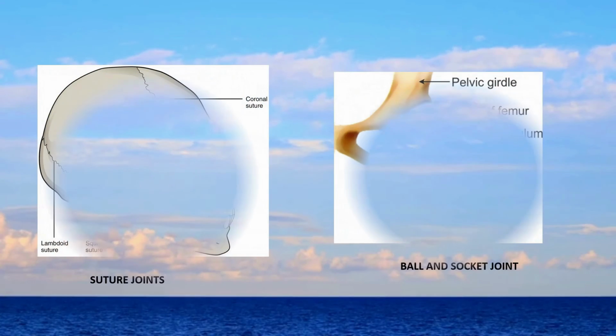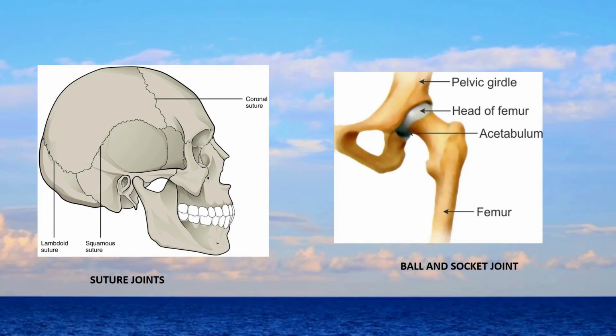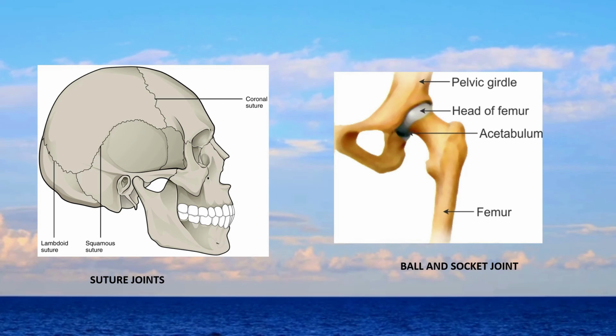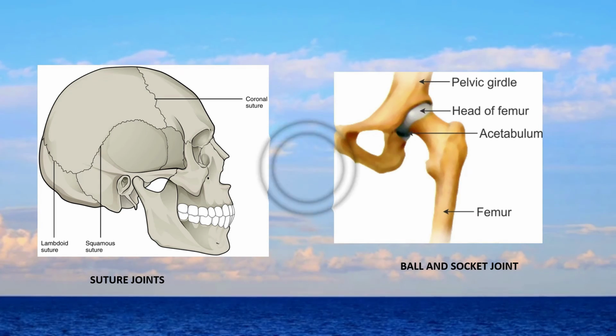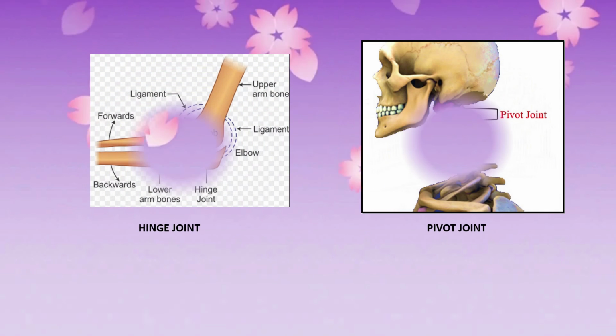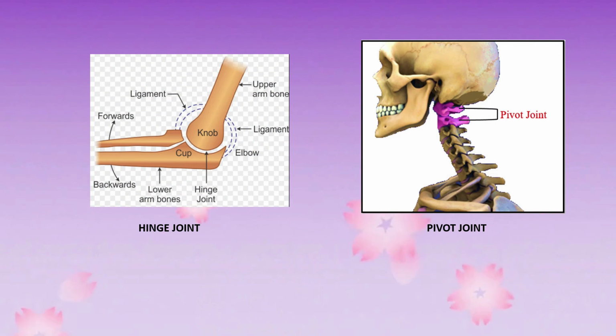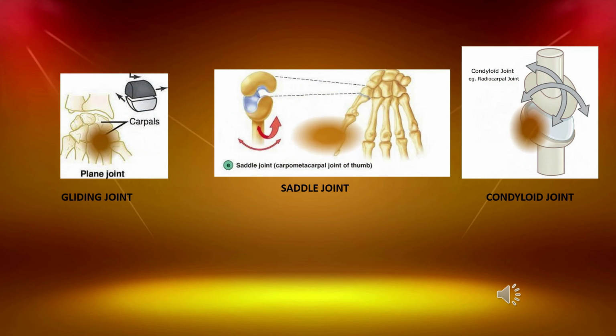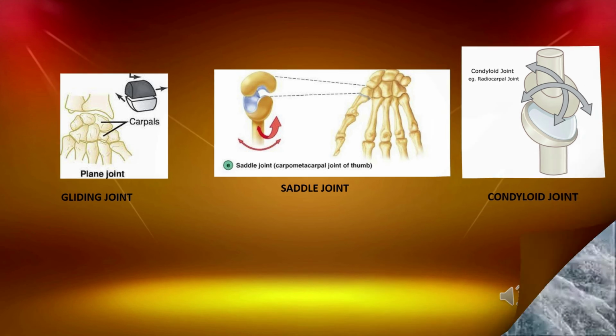This diagram shows various suture joints in the cranium, and the ball and socket joint formed by the head of femur and acetabulum of the pelvic girdle. This diagram shows the hinge joint between humerus and radius, ulna, and the pivot joint between atlas and axis. This diagram shows the gliding joint in the wrist, the saddle joint between carpal and metacarpal of thumb, and the condyloid joint.